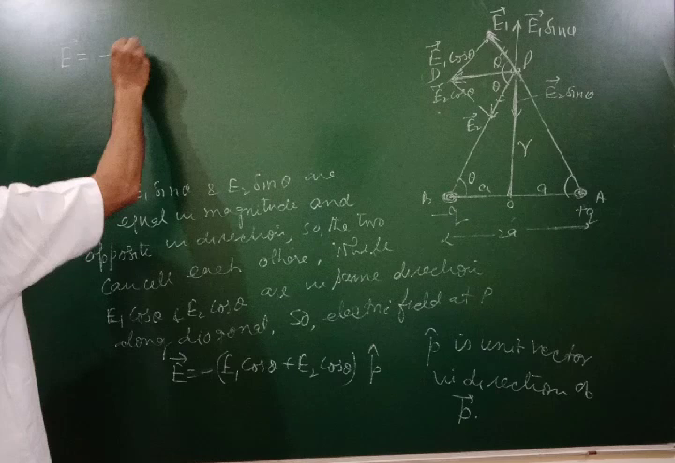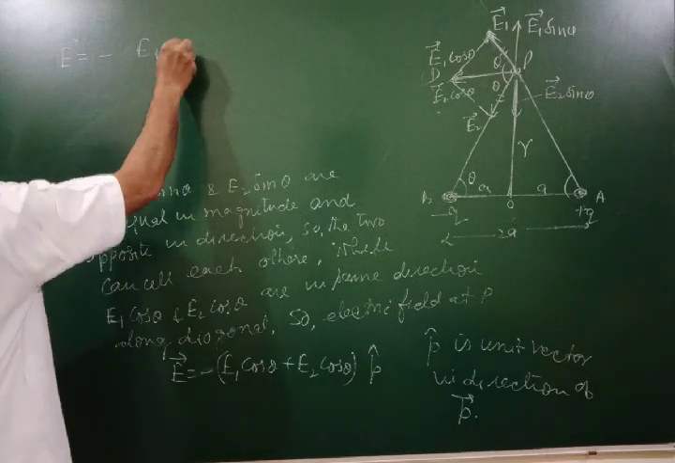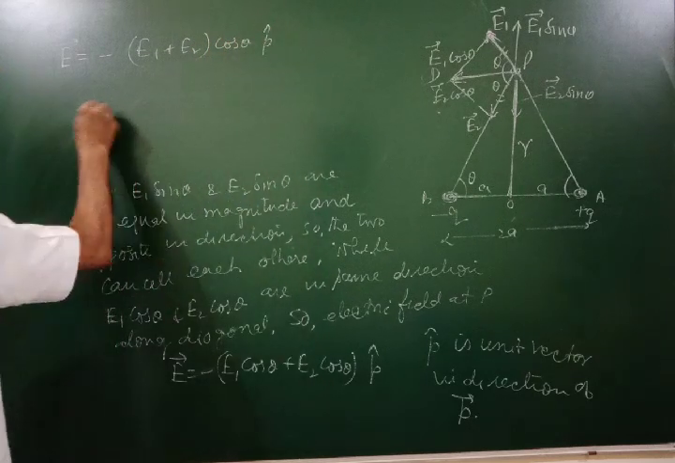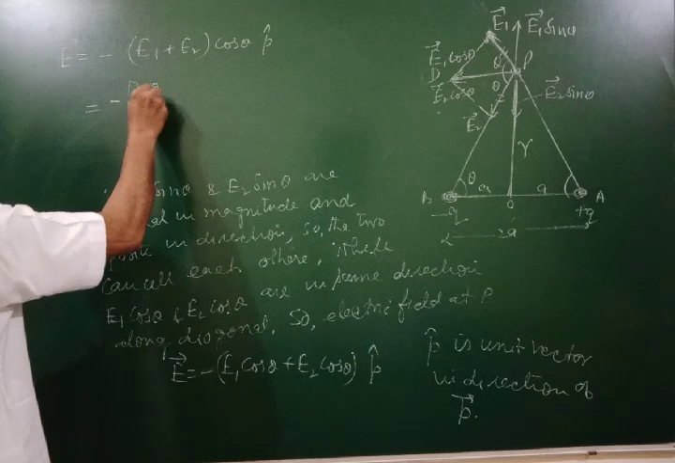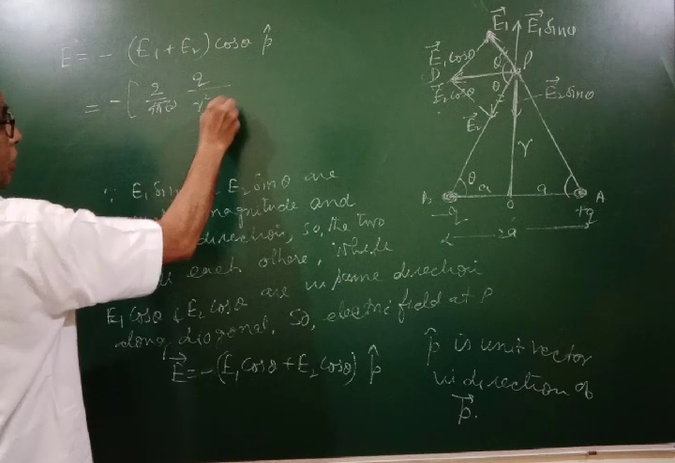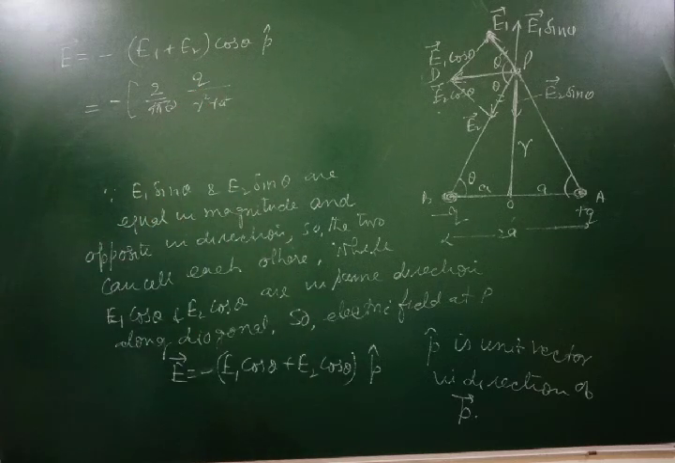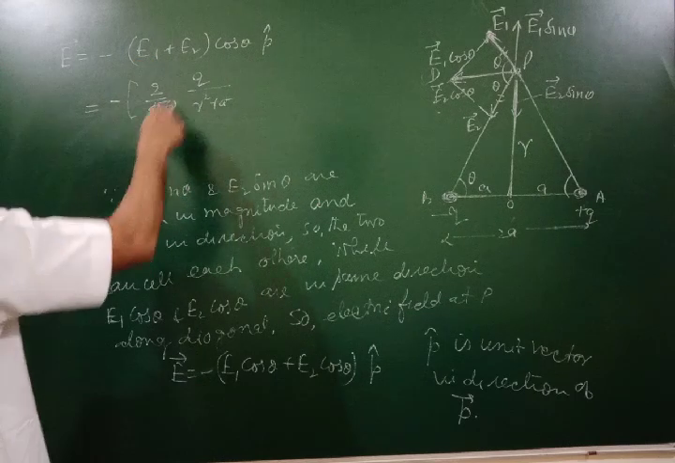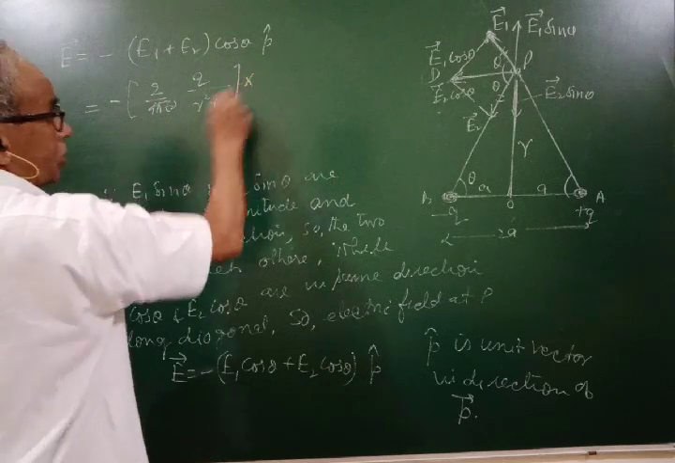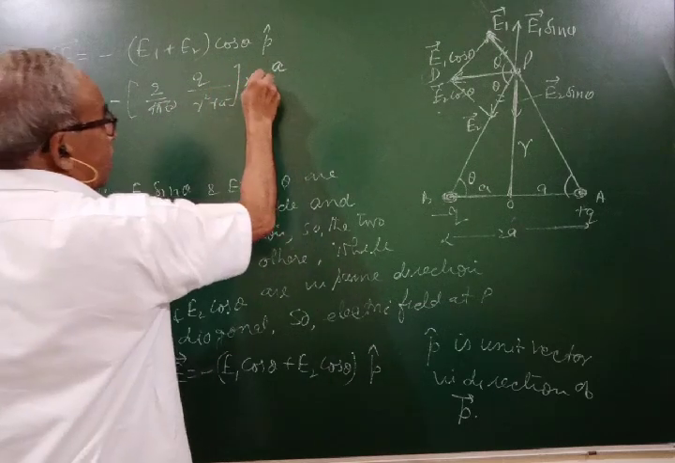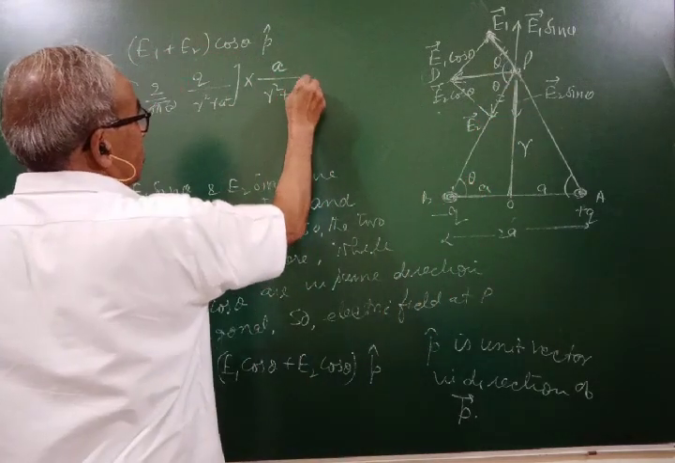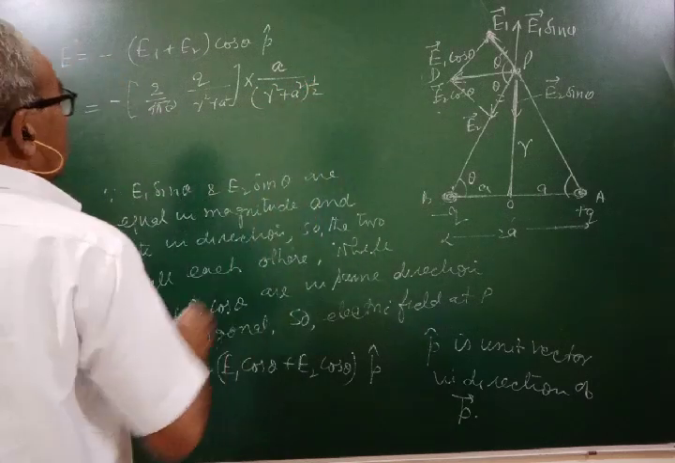So you can write E1 plus E2 cos theta p cap. It is minus 2 upon 4 pi epsilon 0 q upon r square plus a square. Why do I write it like this? E1 is 1 upon 4 pi epsilon 0 q upon r square plus a square, E2 will be the same, so twice. Cos theta is base upon hypotenuse. Base is a. Hypotenuse is this. It will be r square plus a square to the power half, p cap.